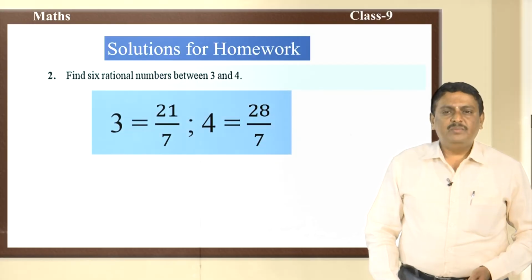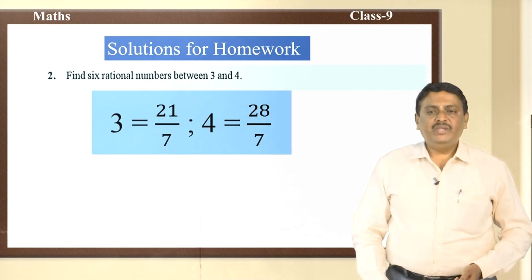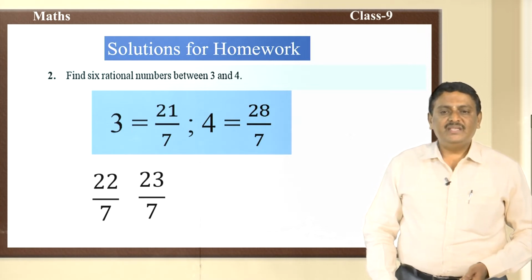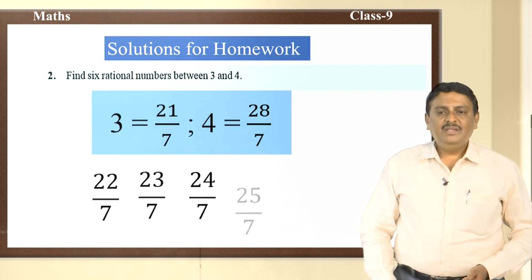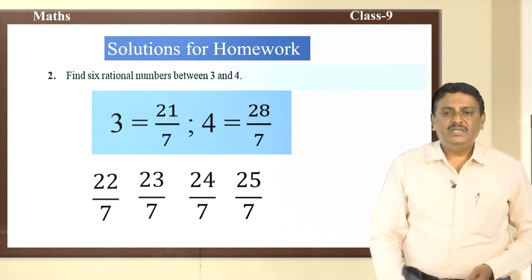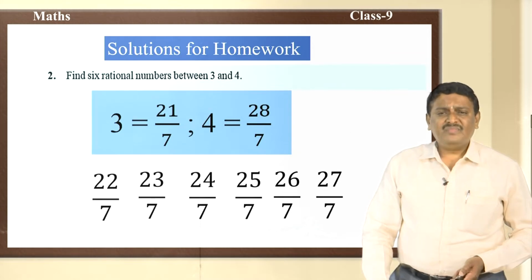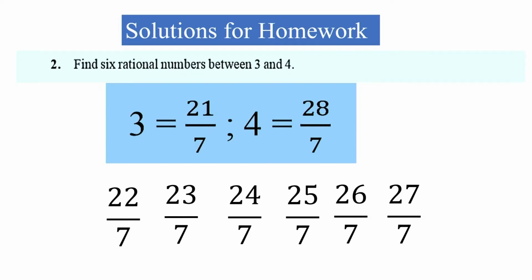For the second one, find 6 rational numbers between 3 and 4. 3 can be written as 21 by 7. 4 can be written as 28 by 7. See, 22 by 7, 23 by 7, 24 by 7, 25 by 7, 26 by 7 and 27 by 7. These are the 6 rational numbers between 3 and 4.